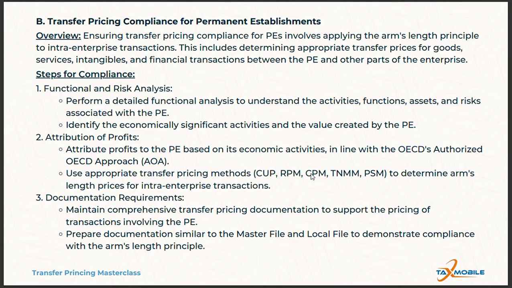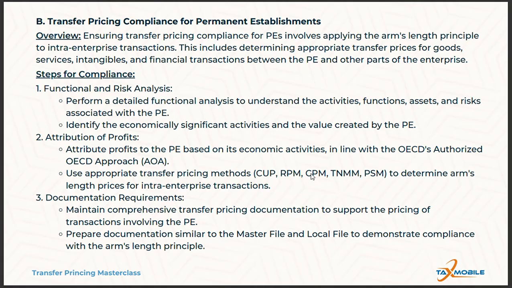Now, let's look at transfer pricing compliance for permanent establishments. One, let's look at the overview. Transfer pricing compliance for permanent establishments involves the application of the arm's length principle to transactions between the permanent establishment and the rest of the multinational enterprise. This includes goods, services, intangibles, or financial transactions.